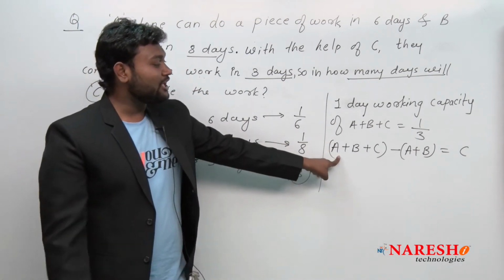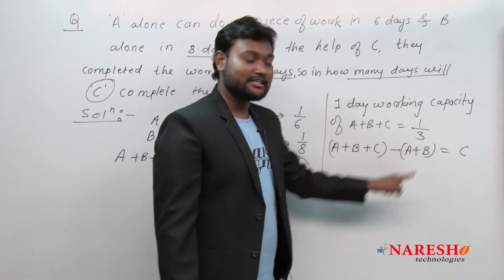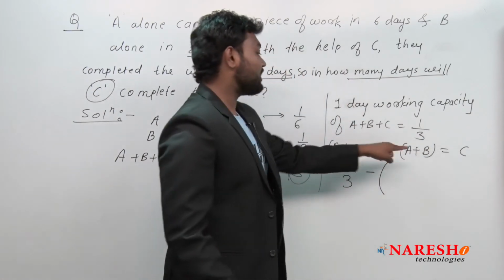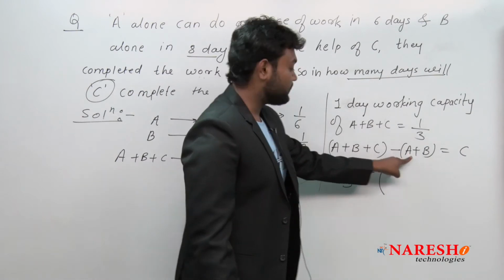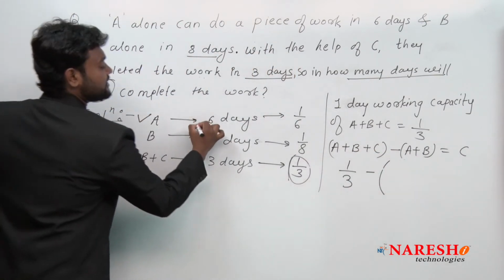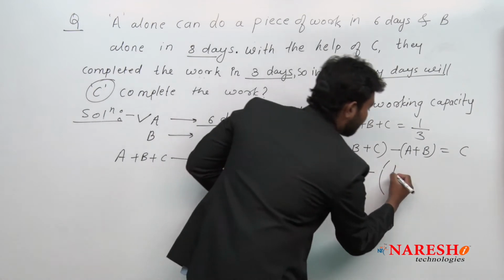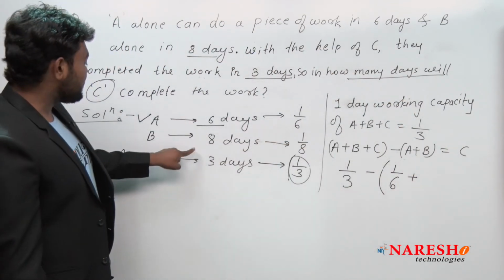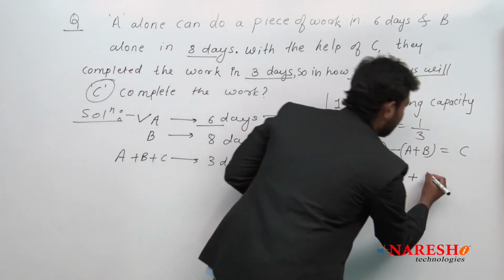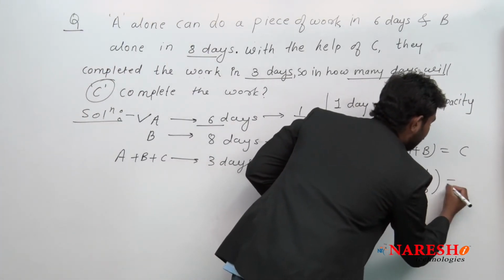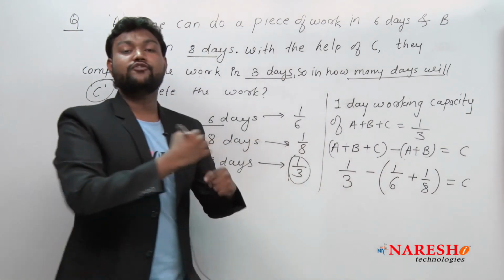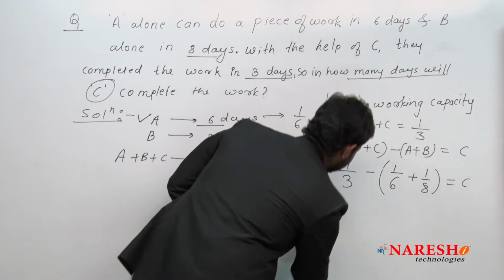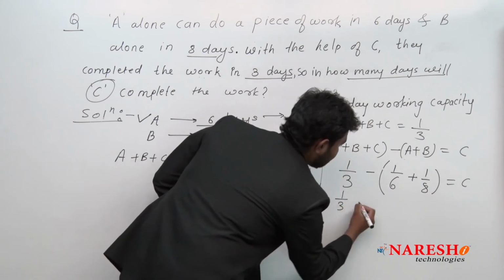Now, what is the one day working capacity of A plus B plus C? That is 1 by 3 minus the one day working capacity of A and B. The one day working capacity of A is 1 by 6, plus the one day working capacity of B, which is 1 by 8. Now, what do we get? The one day working capacity of C. Let us see. This is 1 by 3 minus.